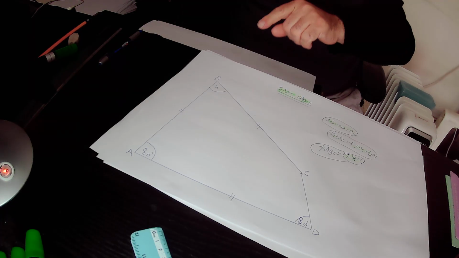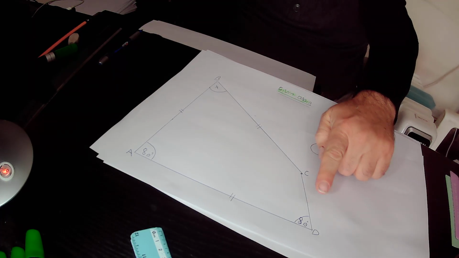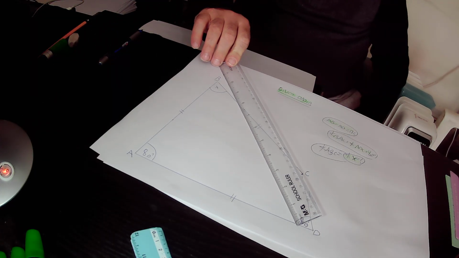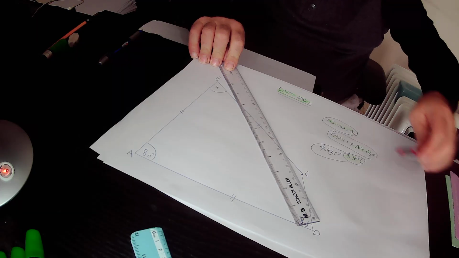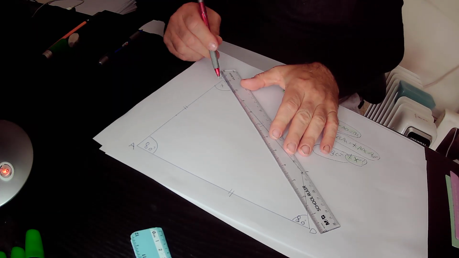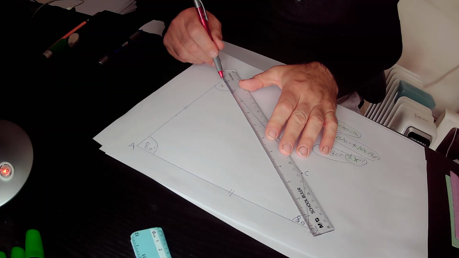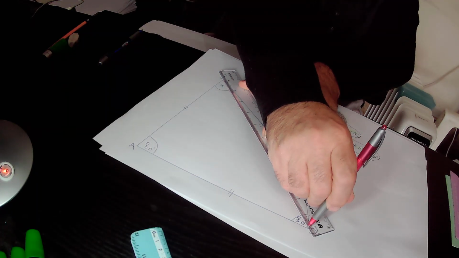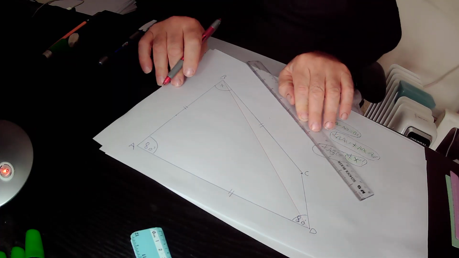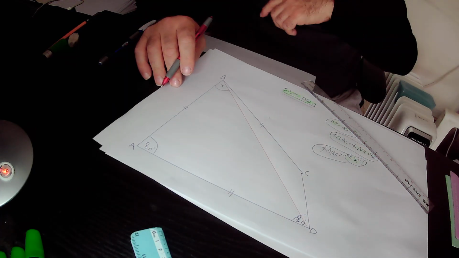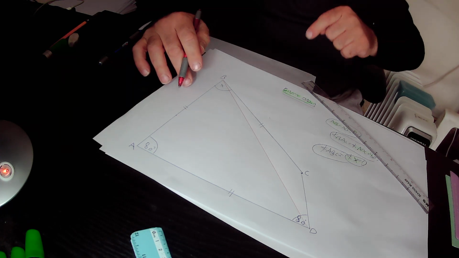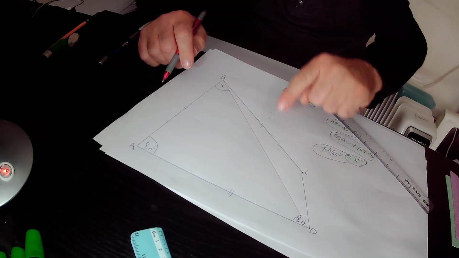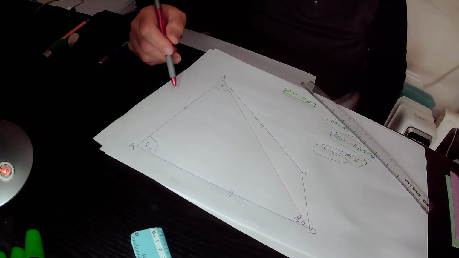So first of all, we will join points B and D together by a straight line. By joining points B and D, we divided this quadrilateral ABCD into two triangles. We have the upper triangle BCD and the lower triangle BAD.